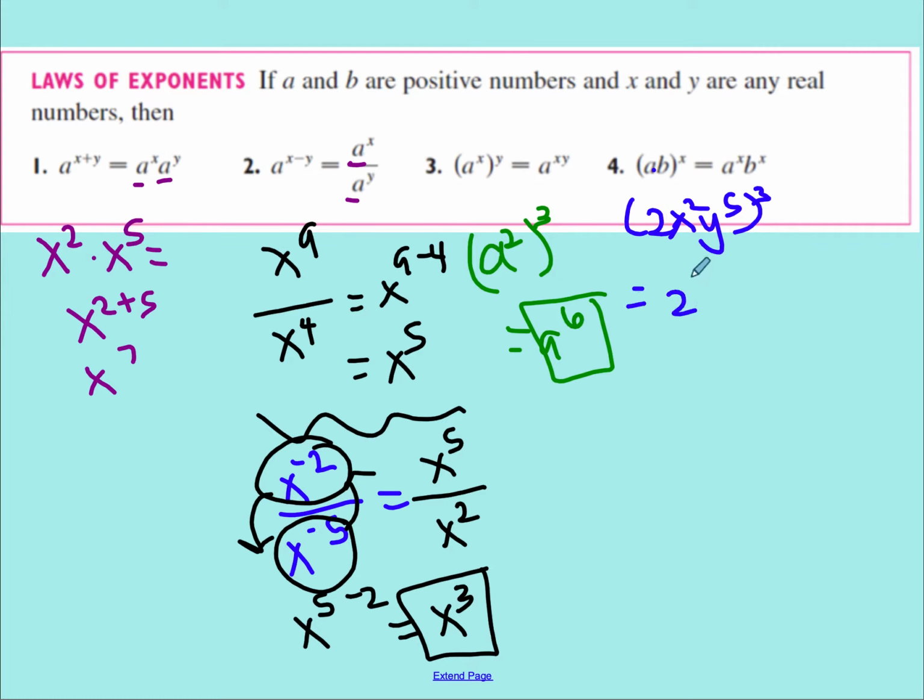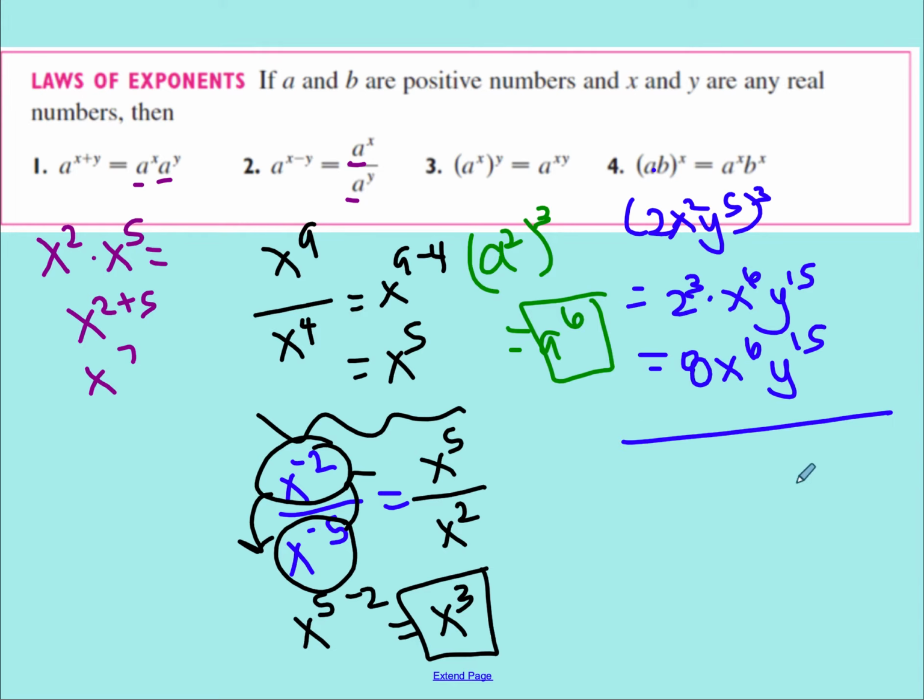So this becomes 2 to the 3rd times x to the, it's a power to a power, so 2 times 3 is 6. And then we'd have y to the 5 times 3, so y to the 15th. And I would just go ahead and say 2 to the 3rd is 8. X to the 6th, y to the 15th. Okay. Same thing is true with this rule for division.